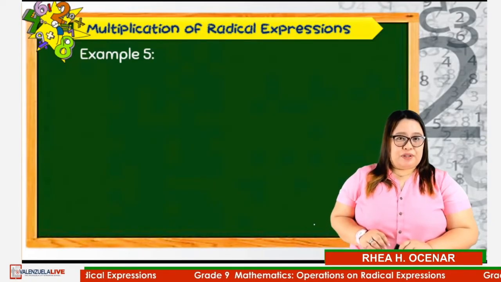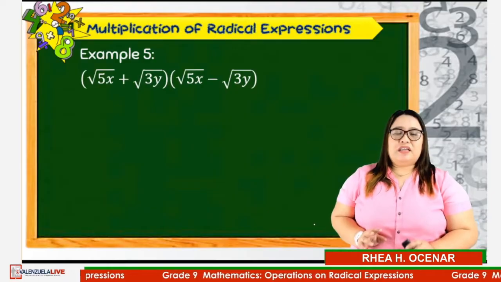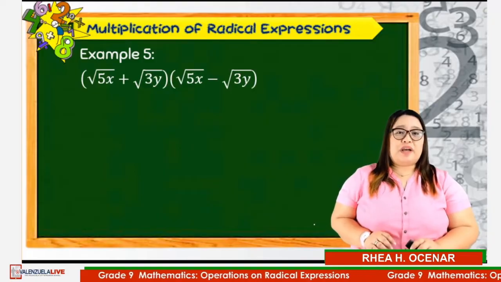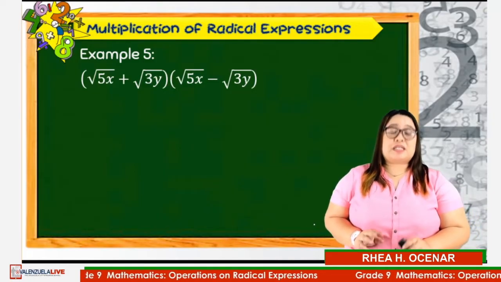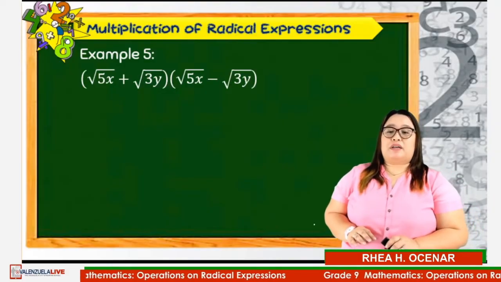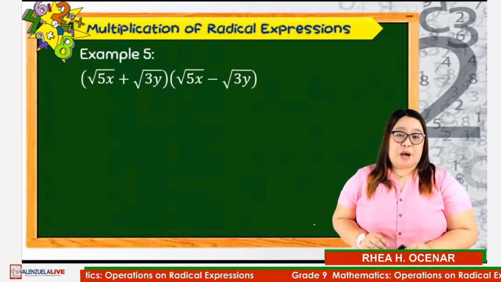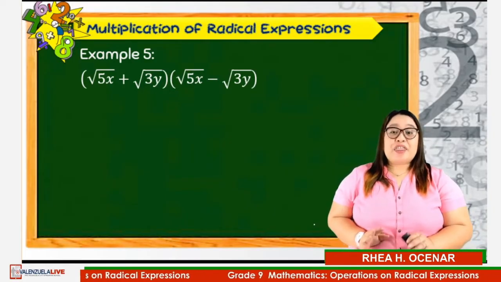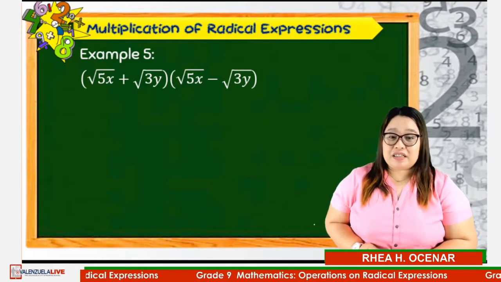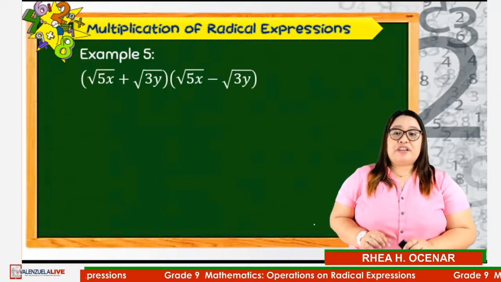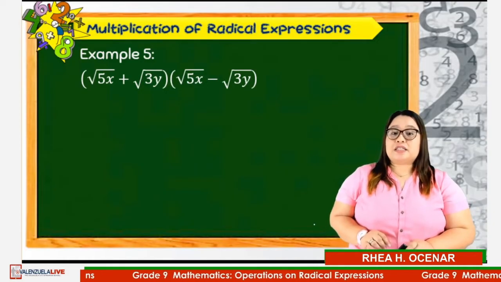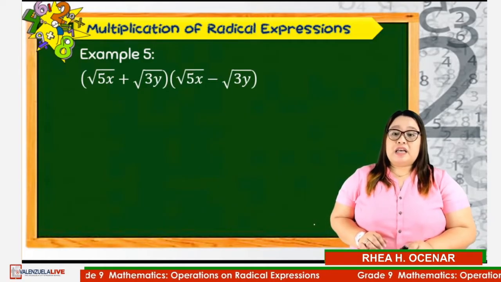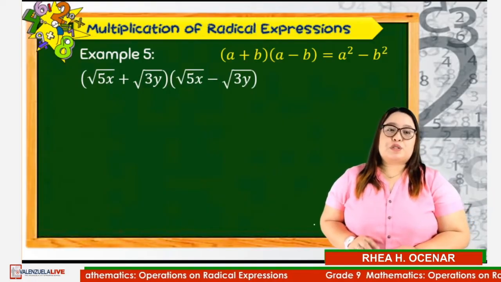Next example. The quantity square root of 5x plus square root of 3y times the quantity of square root of 5x minus square root of 3y. Observe the given example. What have you noticed? Very good. The radical terms inside the parentheses are the same except for their operations. In this case, we can use the idea of special products, specifically the difference of two squares.